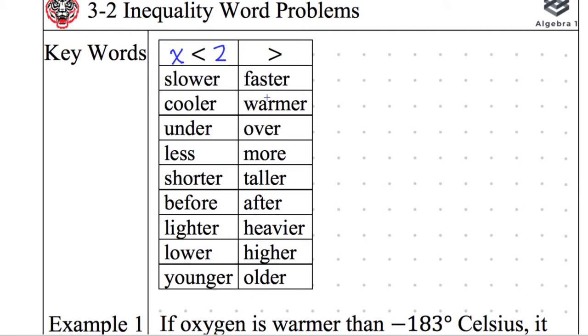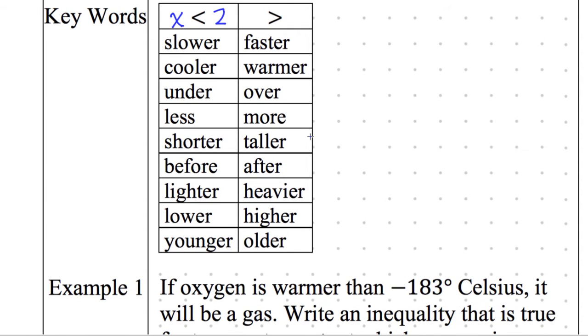And then we have the bigger, the faster, the warmer words: faster, warmer, over, more, taller, after, heavier, higher, older, things that are bigger. Because this means greater than. So those are just kind of a cheat sheet on how to use these words on word problems. In each word problem, you should be looking for these words or something similar to let you know if it's a less than symbol or a greater than symbol.